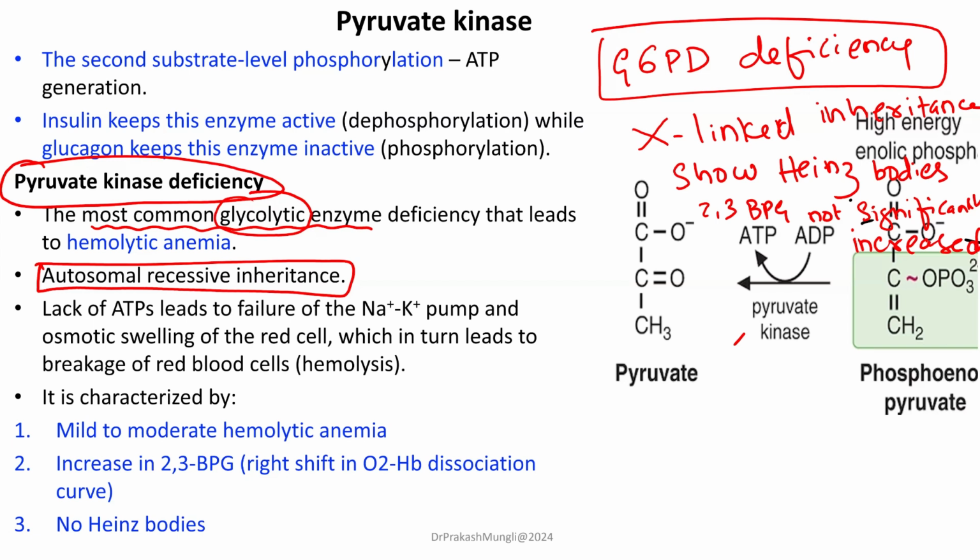Okay. Hinge bodies are precipitated hemoglobin molecules in the red blood cells. I'm going to explain more on this in G6PD deficiency. But at this point in time, I'll just let you know that hinge bodies are precipitated hemoglobins, which you don't see in pyruvate kinase deficiency.